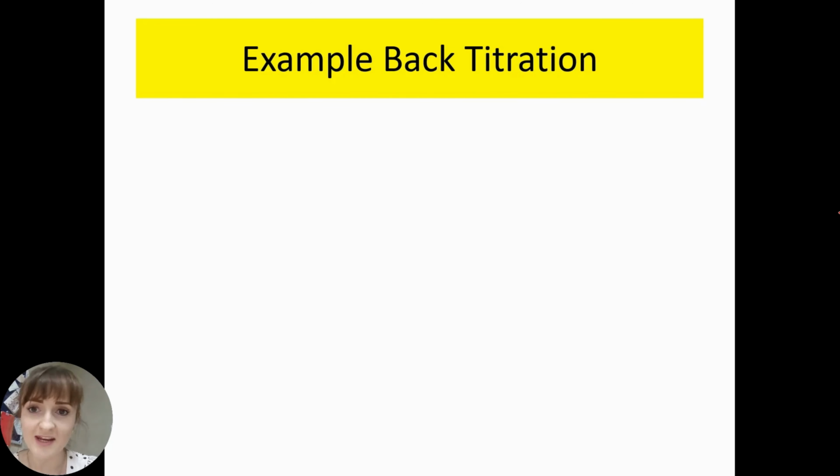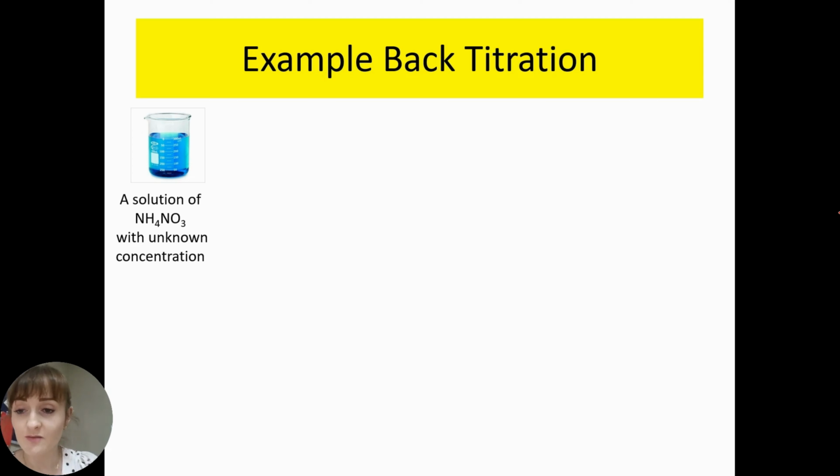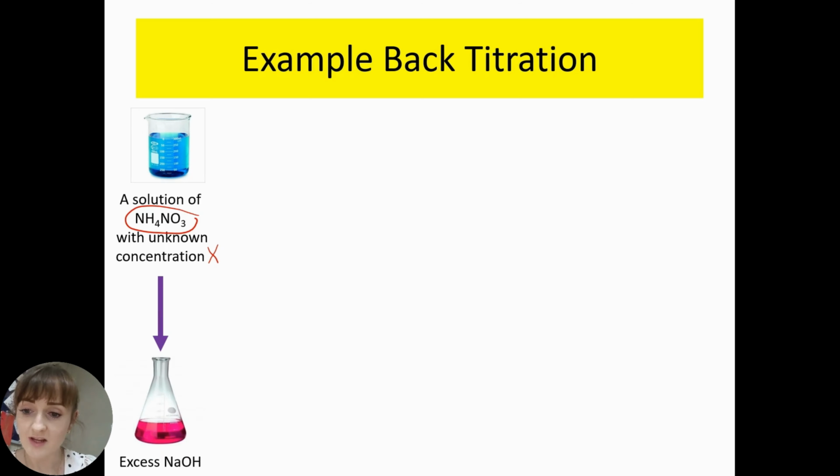I think it makes it a little bit easier to understand when you see an actual back titration being done with example species that could be used. So let's say if you started with a solution of ammonium nitrate, and the problem here is you don't know the concentration. What you would do is react it with an excess of something else, say for example NaOH. And I know when that happens, some of the NaOH is going to be used up, not all of it, because we said it has to be in excess. So some of your NaOH gets used up.